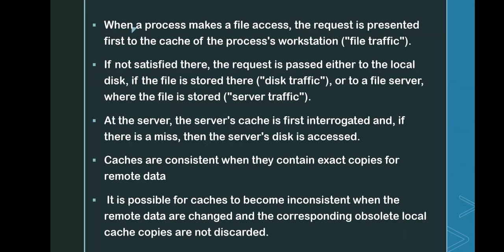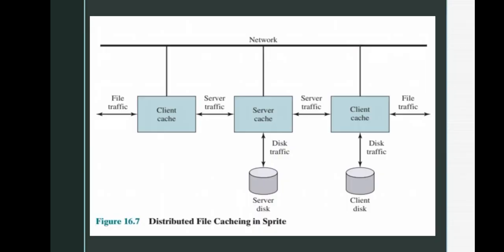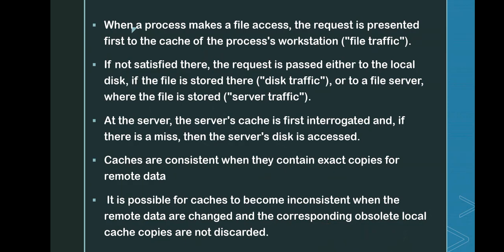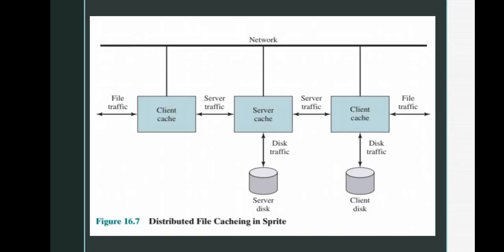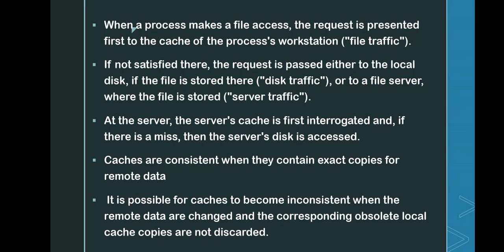When a process makes a file access, the request is presented first to the cache of the process's workstation. That is called file traffic, as is clear in the figure. If not satisfied there, the request is passed either to the local disk, if the file is stored there. That is called disk traffic. Or it goes to a file server where the file is stored. That is called server traffic. So these are the three places where a file access request can be placed: file traffic, disk traffic, and server traffic.